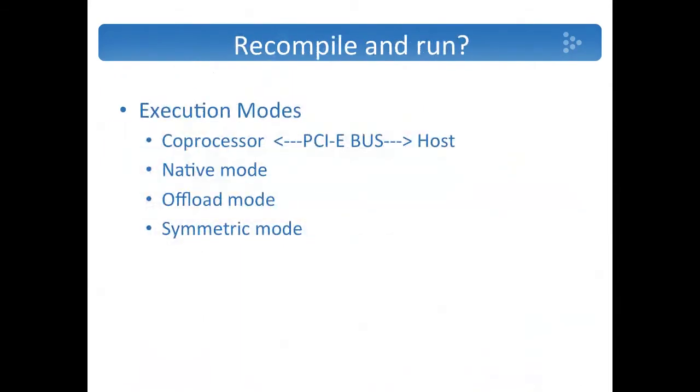Okay, let's move on to the software part. Before that, I have to tell you how the Xeon Phi is connected with the host. Like I said before, it's just like a GPU. You put the device onto the PCIe slot, and it is connected through the PCIe bus. So there are three main execution modes. The first one is called native mode, the second one is offload mode, and the third one is called symmetric mode. Okay, let's go through them one by one.